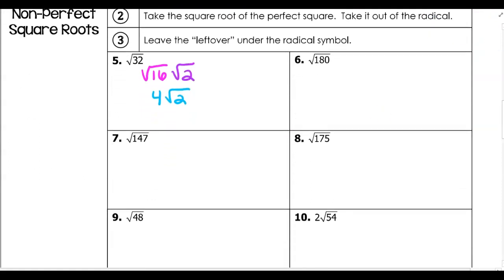Next, we're taking a look at number 6. And we can write that as the square root of 36 times the square root of 5.